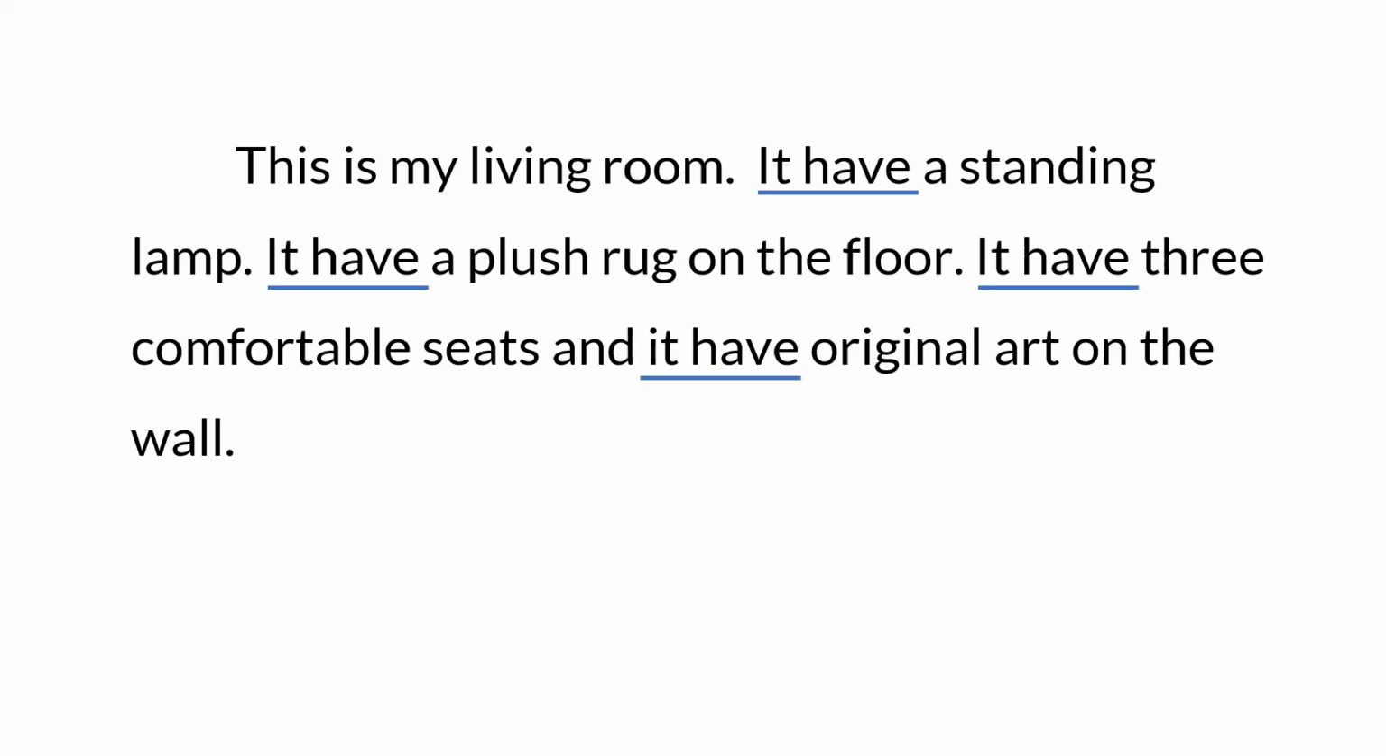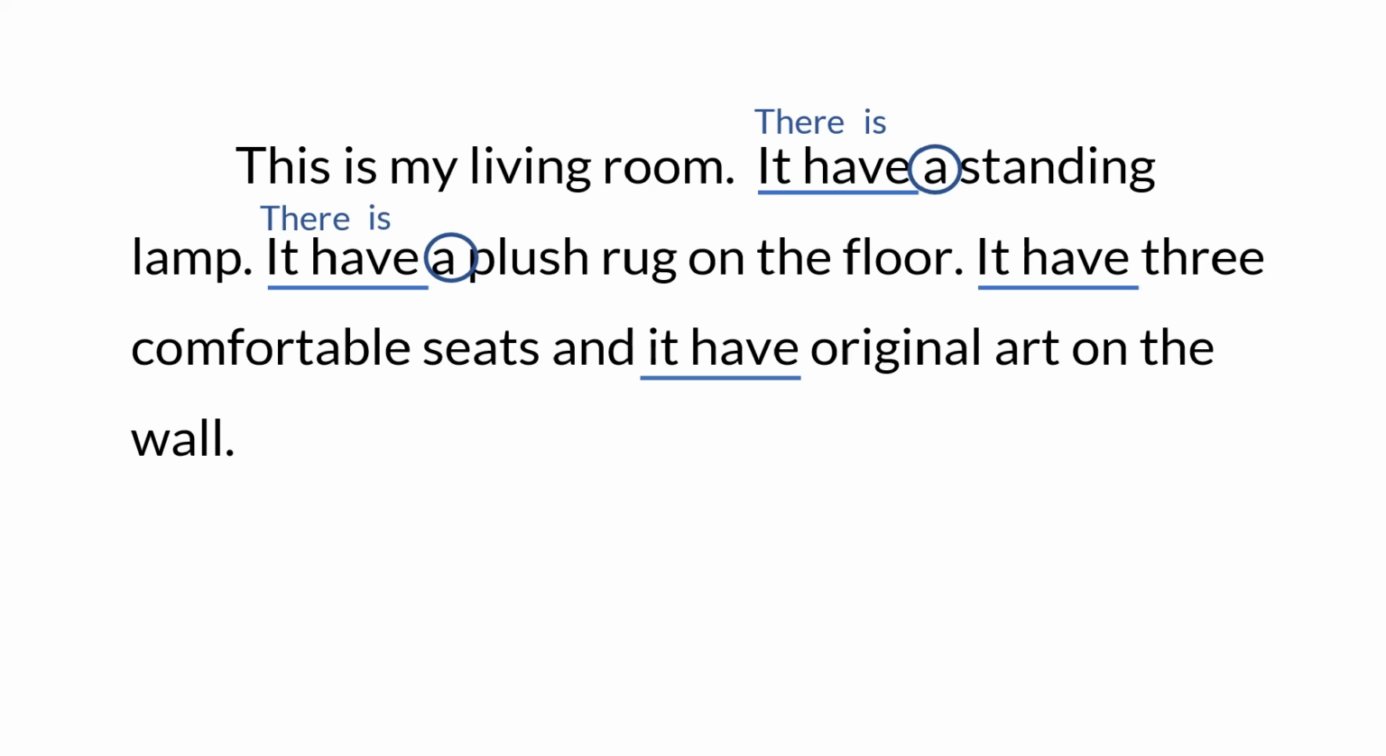Now, when would I use "is" and when would I use "are"? Since we have a standing lamp, would I use "there is" or "there are"? Remember, is used for singular nouns. We're talking about a standing lamp, one standing lamp, and so we would say there is a standing lamp. What about this one? We're talking about one plush rug. Therefore, we would use what? We would use "is." Excellent work, writers.